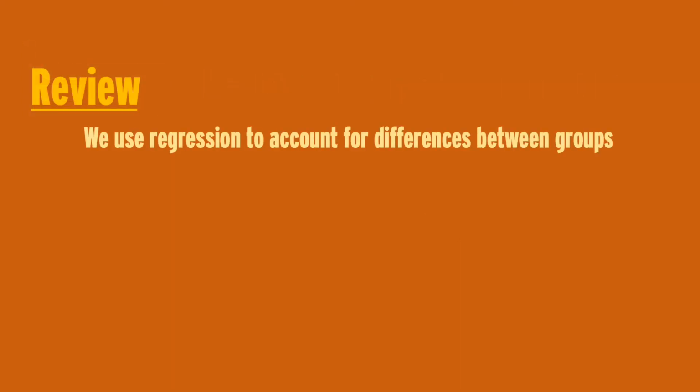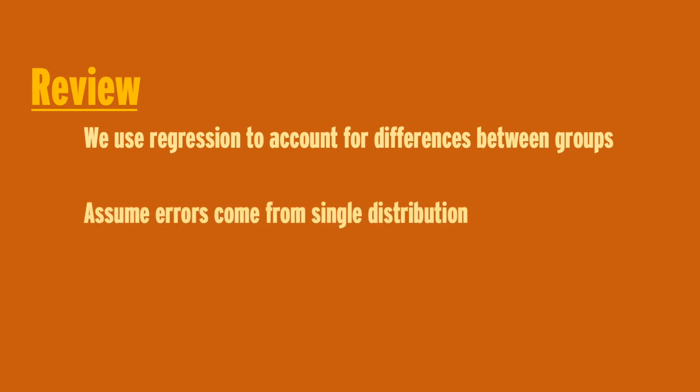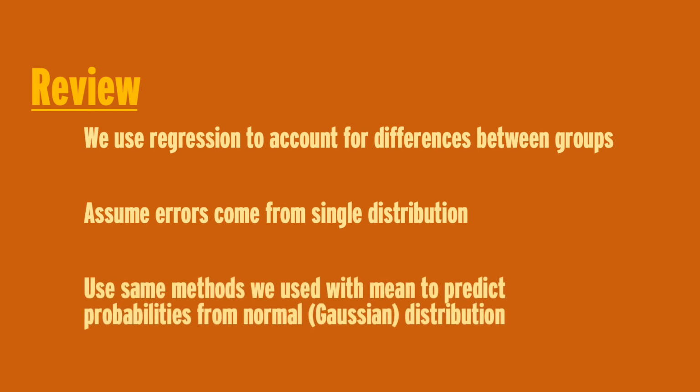So, to review, we use this type of simple regression with a single variable that can take on two values to account for differences between groups, in this case the group of weeknights and the group of weekends. We assume, however, that the errors for both groups follow the same distribution. And finally, we can then use the same methods that we used with the mean to predict probabilities from a normal or Gaussian distribution. So that's it. You can see that the relationship between means and regressions is very close and that we use many of the same methods to calculate the probabilities.